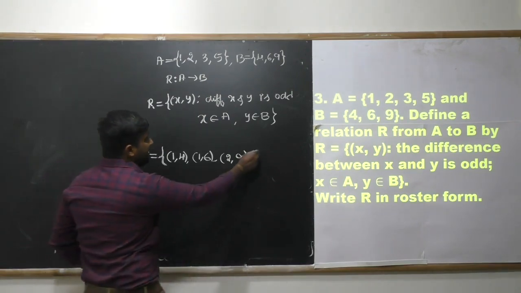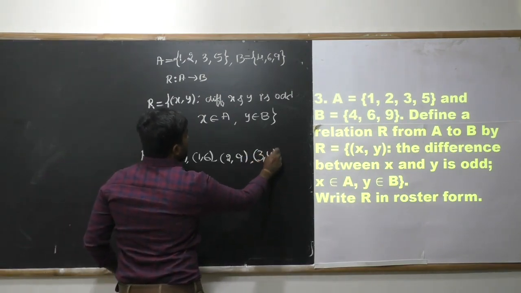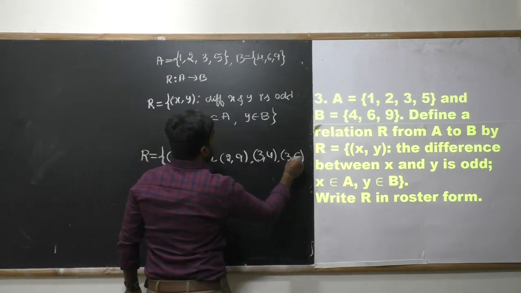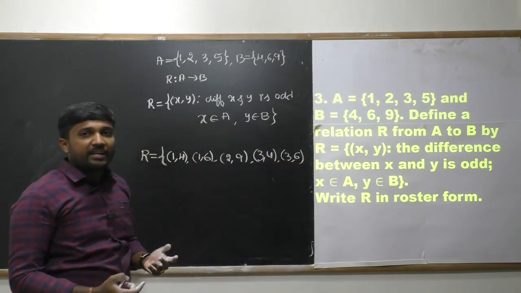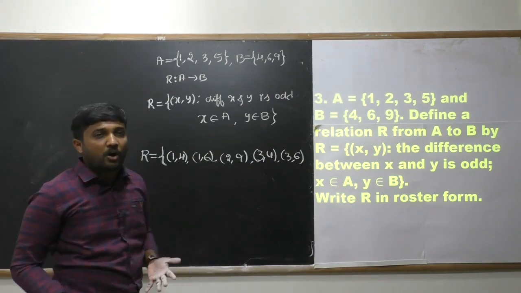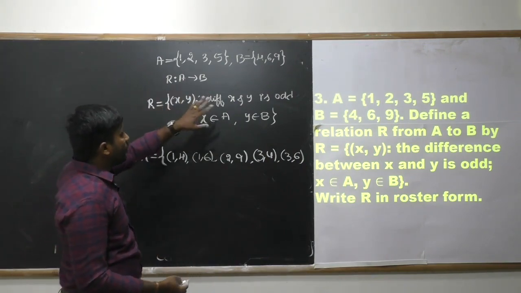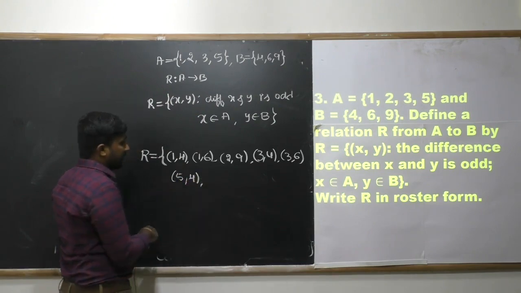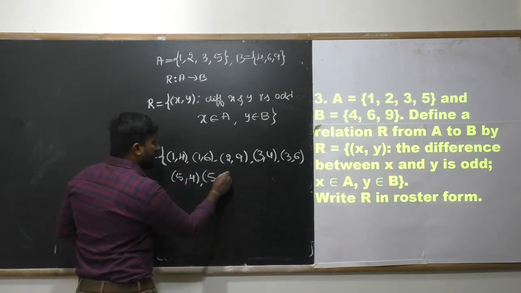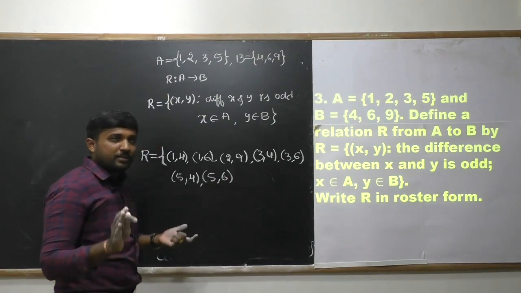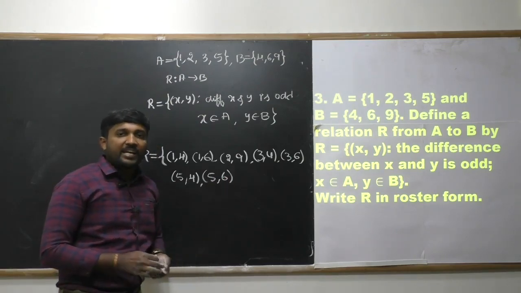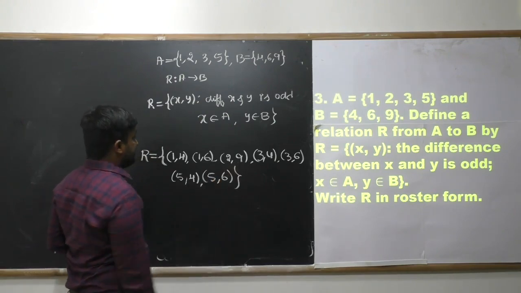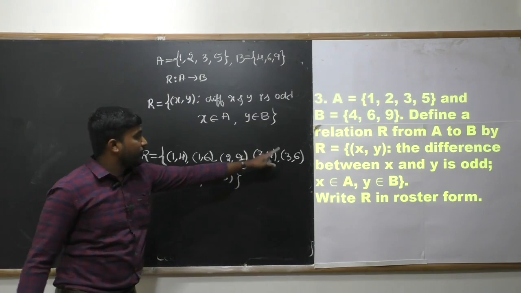Next, (3, 4) is possible. (3, 6) is possible. What about (3, 9)? The difference between 3 and 9 is 6. It is not odd. Next, (5, 4) is possible. The ordered pair (5, 6) is possible. Is (5, 9) possible? No, the difference between 5 and 9 is 4. It is not odd. So only 7: 1, 2, 3, 4, 5, 6, 7.